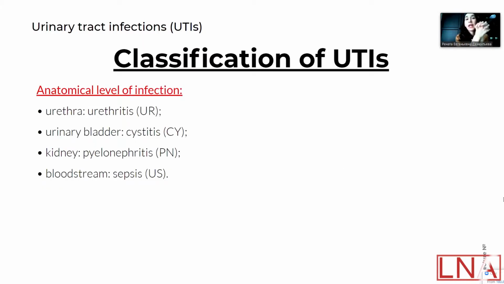About classification of urinary tract infections, we can separate it by the anatomical level of infection. Urethra, and we call it urethritis, acute or chronic. Urinary bladder, and we call it cystitis. Kidney, and we speak about pyelonephritis, and bloodstream, totally urinary sepsis.